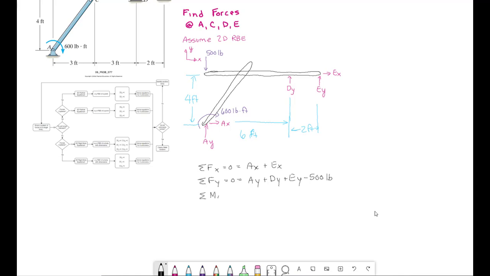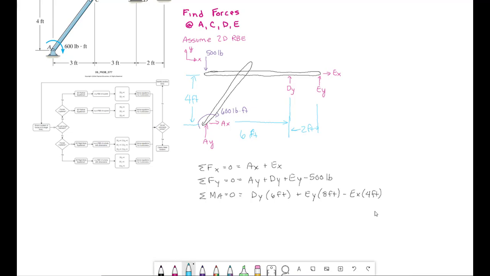If I sum moments about A, we get nothing from AX or AY. We get nothing from the 500 pounds, that comes right through A. So we're going to do positive DY times 6 feet, that's going to give us that counterclockwise rotation, plus EY times 8 feet, again counterclockwise rotation, so that's positive, minus, because EX is going to cause clockwise rotation, EX times 4 feet.